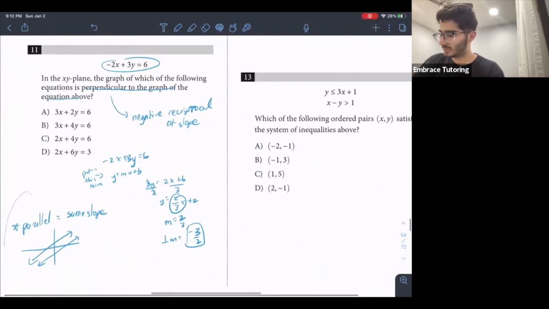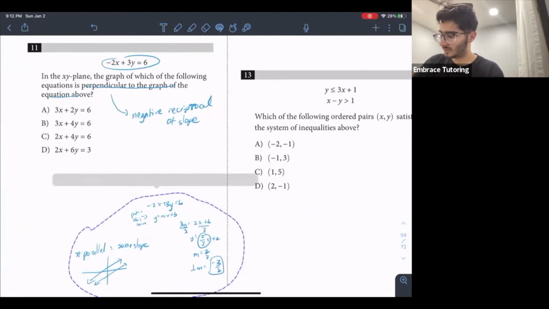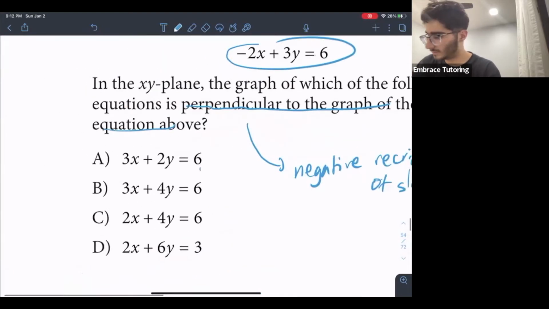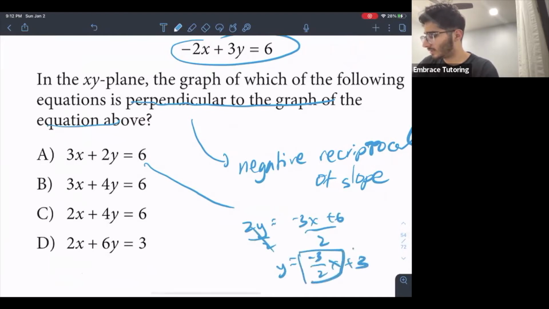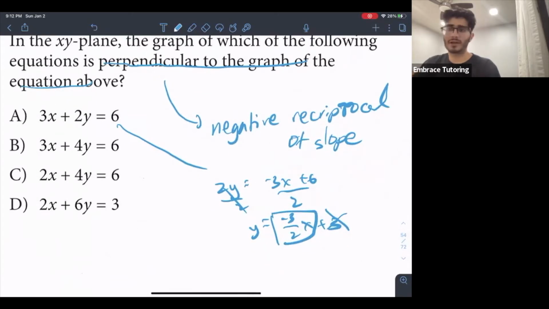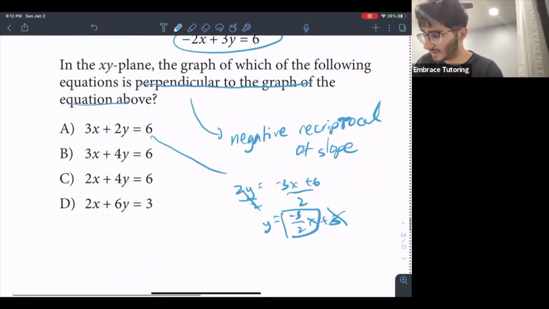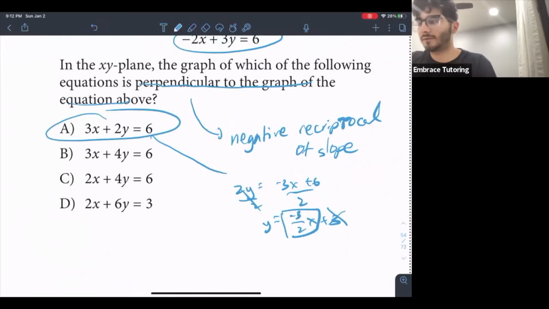Let me make this smaller. Yeah, so let's try this one. This one would give you 2y is equal to negative 3x plus 6, divided by 2. y is equal to negative 3 over 2 x plus 3. You don't care about the y-intercept, it doesn't really matter. You're just looking for the slope. And so this is your answer right here, but let's just check the other choices to show why they weren't the right answers.